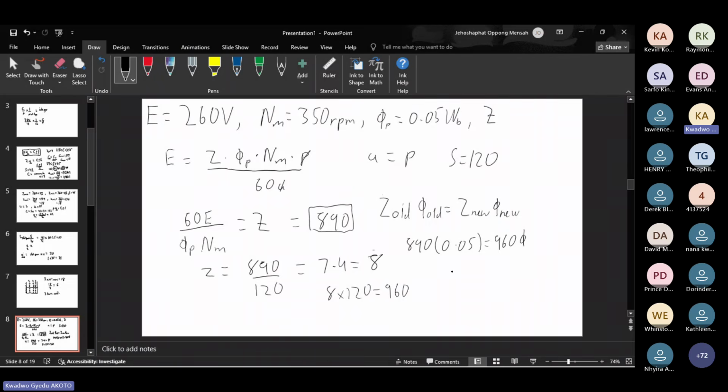So we are going to get here 890 times 0.05 divided by 960. All right, so now we are going to get phi new to be 0.046. Okay, so our new useful flux per pole is going to be 0.046.